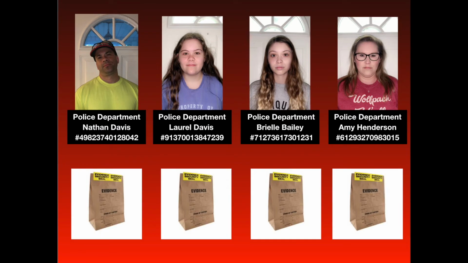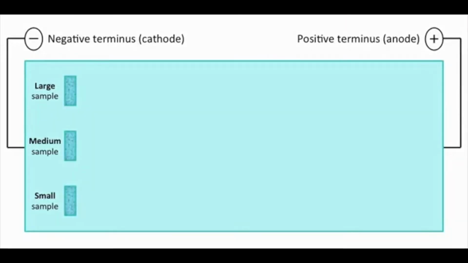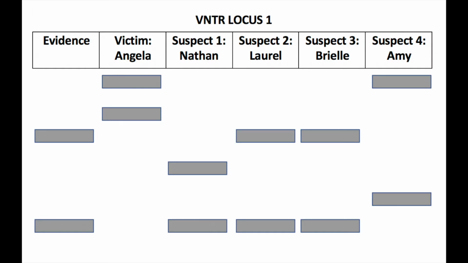DNA was collected from all suspects as well as Angela's dead body so that forensic scientists could complete DNA fingerprinting through gel electrophoresis and create genetic profiles for each of the suspects to compare to the evidence. An electrical current is run through the gel, which pulls the DNA fragments apart and downward. The smaller the fragment, the farther it travels. 2 VNTR loci were amplified to find the culprit.